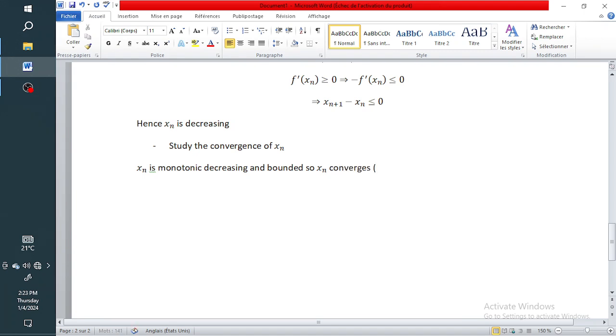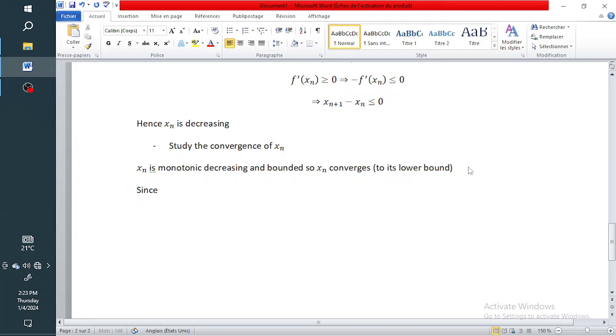Now it converges to its lower bound. Why the lower bound? Because it is monotonic decreasing. So it's going to be decreasing, and it's converging to its lower bound, which is the square root of 2. But anyways, how do we get the limit?